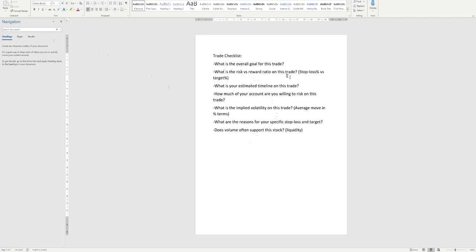So, what is the overall goal of this trade you're planning to execute? Is it a short? Is it a long? What's the average target you want to hit on this setup? What is the risk to reward ratio on this trade? So basically your stop loss percentage, how much you're going to lose on your stop versus how much you're going to gain on your target if it hits.